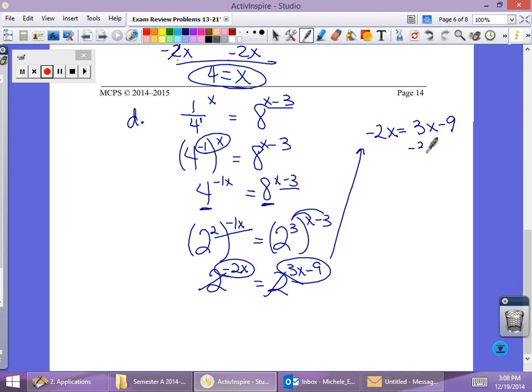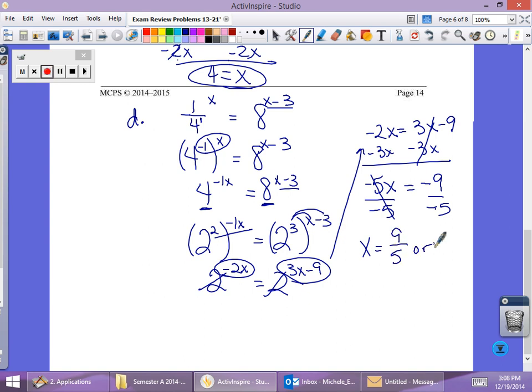So I'm going to subtract 3x from both sides. Negative 2x minus 3x is negative 5x. 3x minus 3x is 0. Bring down the negative 9. Divide both sides by negative 5. So a negative divided by a negative is a positive. So I can write the answer as x equals 9/5, or because it is a finite decimal, you can go ahead and divide and have the answer as 1.8.